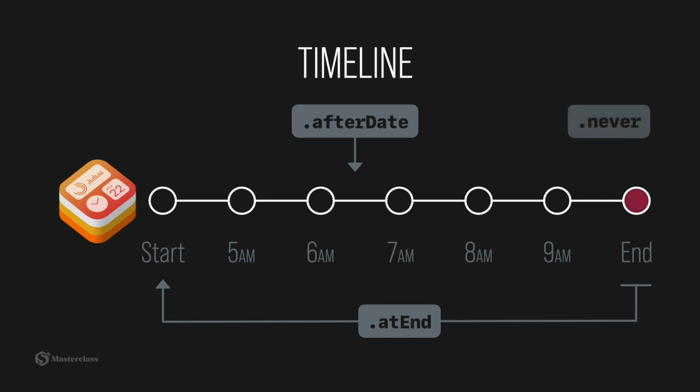And finally, never is the third reload policy type. Alternatively, we can use the never policy to tell WidgetKit not to request a new timeline at all. In that case, our app has to use Widget Center to prompt WidgetKit to request a new timeline. When we decide to use this policy, our responsibility is to determine when updates will be executed.